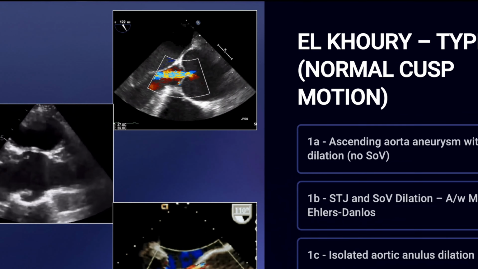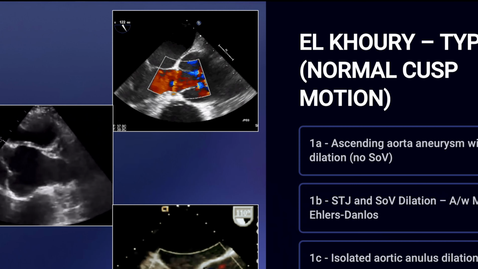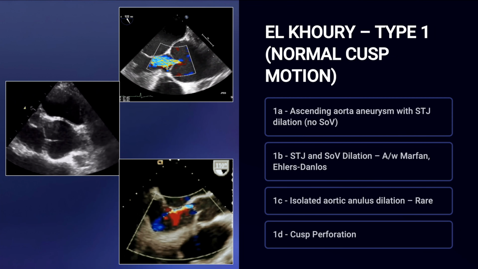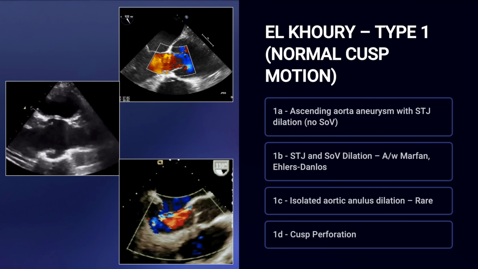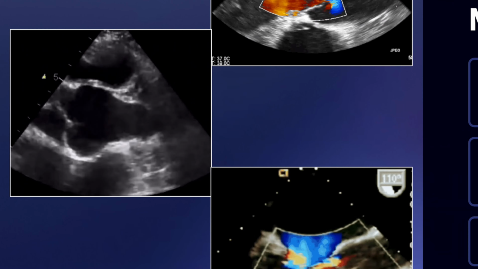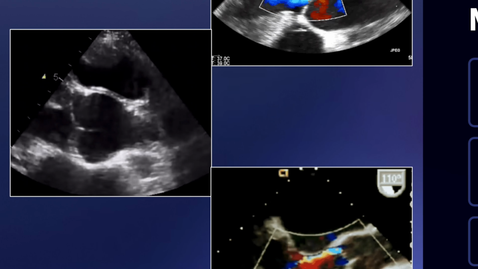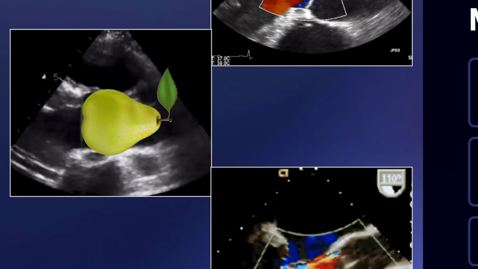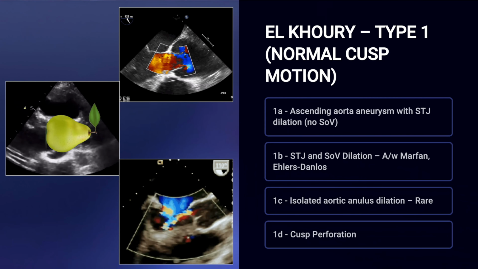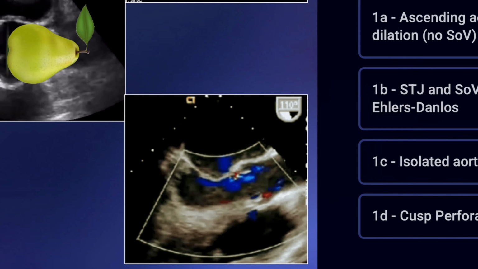1A is when you have an ascending aortic aneurysm with STJ dilation, no sinus of Valsalva involvement. And remember, dilation only causes aortic insufficiency if the STJ is involved, not if it's isolated ascending aorta dilation. 1B is when you have dilation of the STJ and the sinus of Valsalva, which can be associated with Marfan and Ehlers-Danlos. Remember, Marfan's is associated with this pear-shaped aorta that just looks similar in structure. You can also have isolated aortic annulus dilation. And then finally, 1D is where you have normal cusp motion, but you have a cusp perforation causing aortic insufficiency.